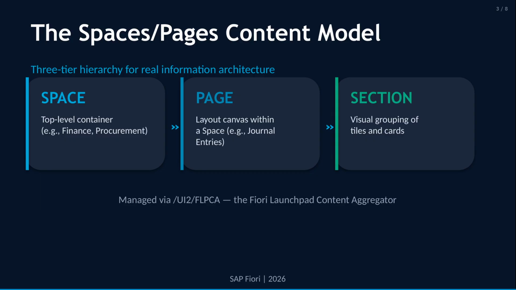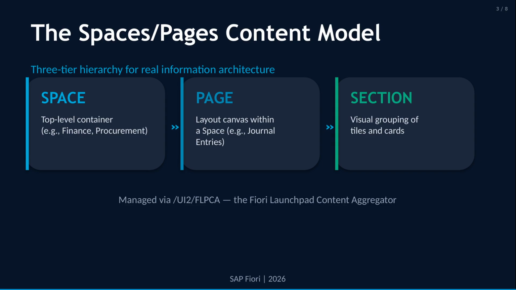Think of it like a website. Spaces are your navigation menu. Pages are the individual screens. Sections are the content blocks within each screen. This three-tier model gives you real information architecture. You can group related applications logically, present role-specific landing pages, and control what users see at every level.